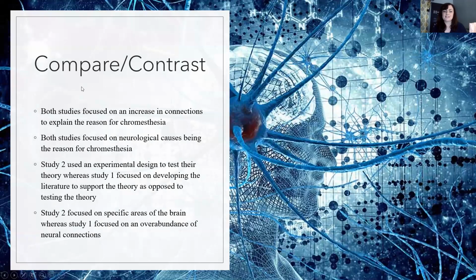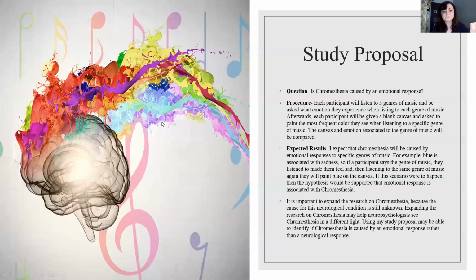Comparing and contrasting the studies, both studies focused on an increase in connections to explain the reason for chromesthesia. They also both focused on neurological causes being the reason for chromesthesia. Contrasting the studies, study 2 used an experimental design to test their theory, where study 1 focused more on developing the literature to support the theory as opposed to testing the theory. Study 2 focused on specific areas of the brain, where study 1 focused on an overabundance of neural connections.